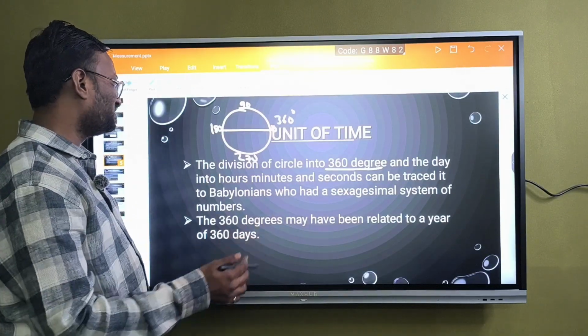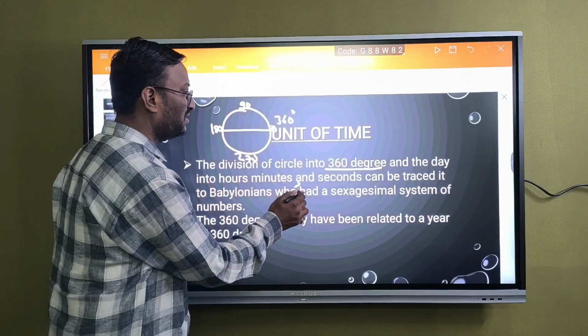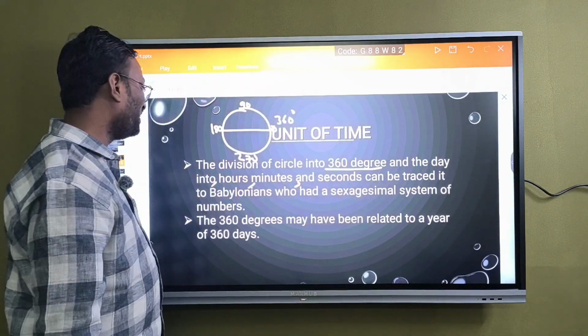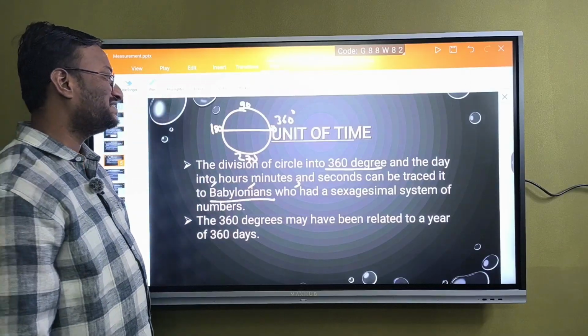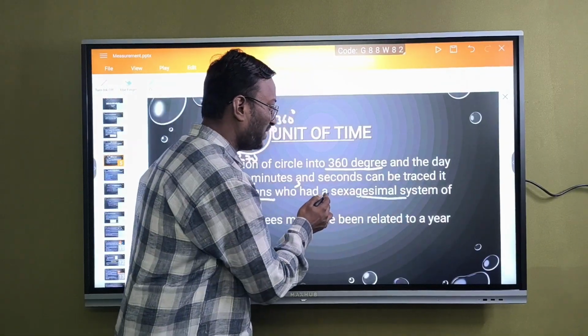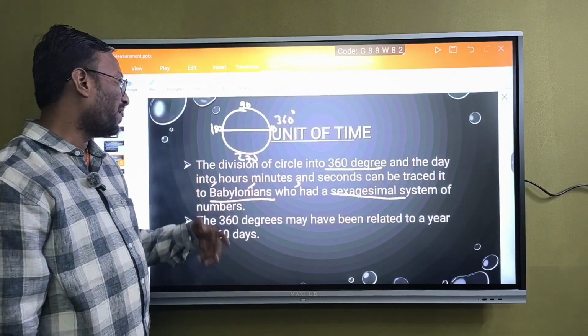Into 360 degrees, and the day into hours, minutes and seconds can be traced to the Babylonians, who had a hexadecimal number system. They used what is known as the hexadecimal number system, those Babylonians.